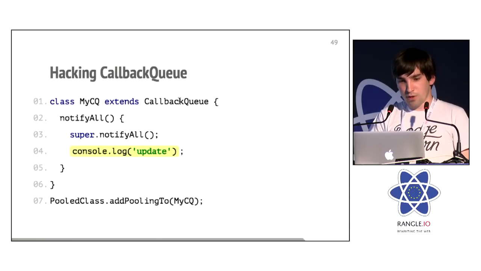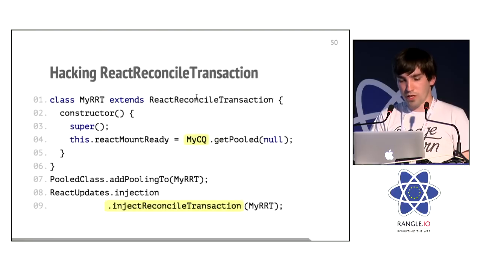This guy is a callback queue. So we just subclass it and pass this update to our event emitter source. Then we just replace the old React mount with our version of the queue, plugging into React. So if you want, you can update it really easily. If you want to use, for example, requestAnimationFrame updates instead of immediate updates, you can also patch React updates.